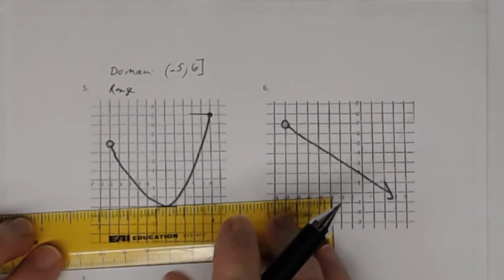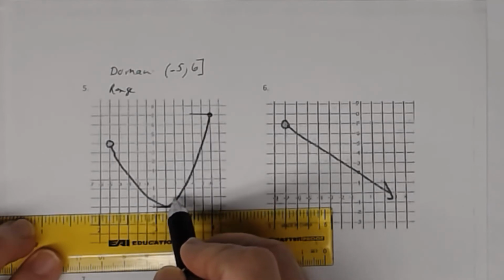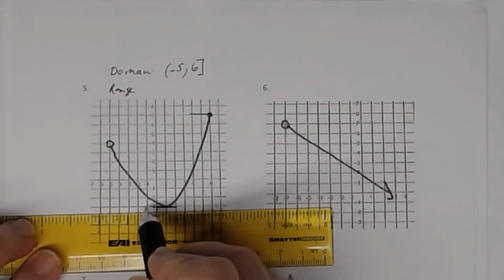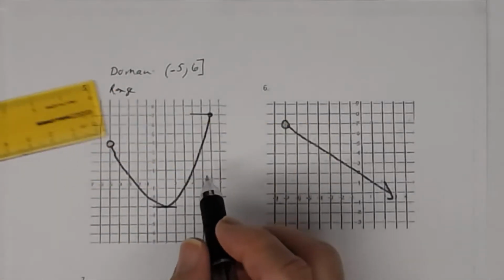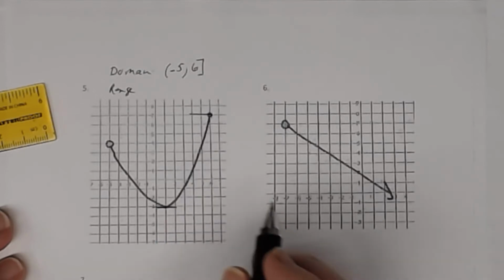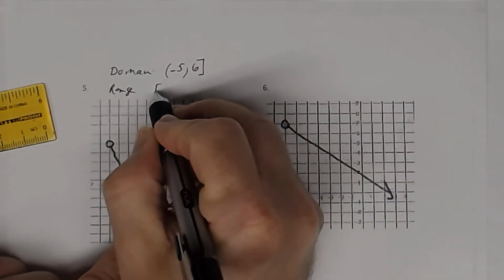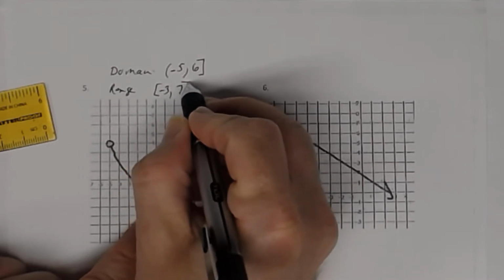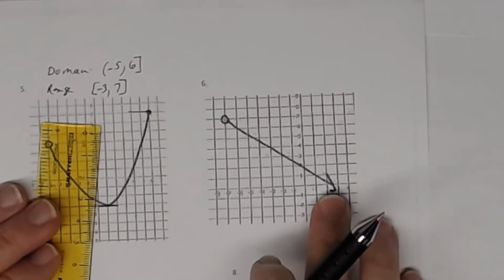And so my y values, if I look at any point on this graph, will be between -3 and 7. Notice, closed circle, and there's no open circle here, so we're going to use brackets in both cases. So the range will be from -3 bracket to 7 bracket. Okay, number 6, notice an arrow.